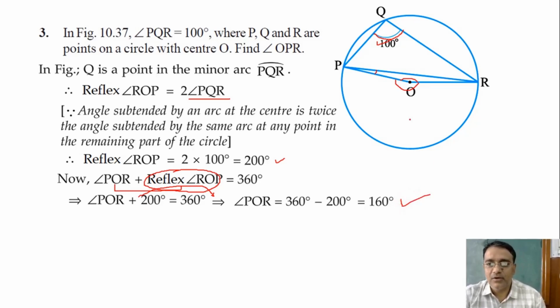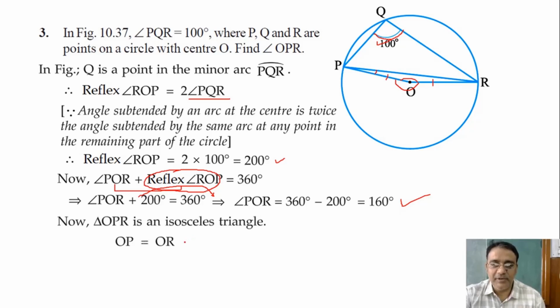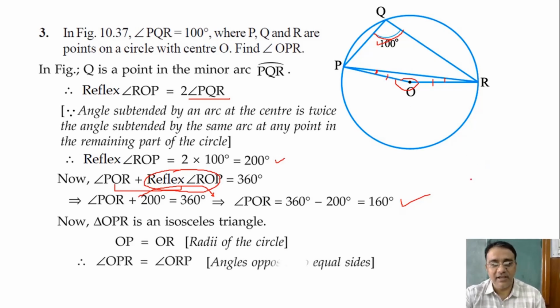No, sir. Okay, now triangle OPR is an isosceles triangle. Why? Because OP is equal to OR, radii. And this will imply these two angles are equal. Why? Angles opposite to equal sides. Right, angles opposite to equal sides are also equal.